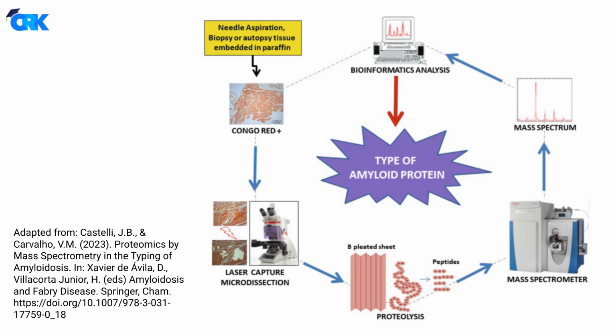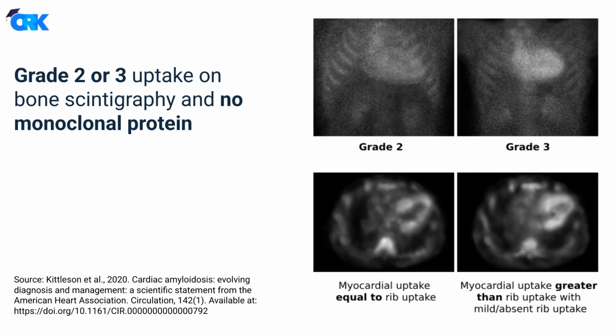This approach is especially critical in patients with monoclonal gammopathy, where nuclear imaging alone cannot reliably distinguish between AL and ATTR subtypes. But here's the shift. With the advent of modern non-invasive imaging, we've reached a point where many cases of ATTR cardiac amyloidosis can be confidently diagnosed without biopsy, provided the patient has grade 2 or 3 uptake on bone scintigraphy and no monoclonal protein.